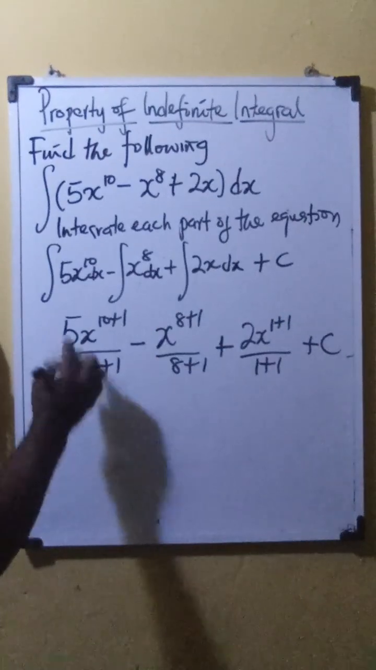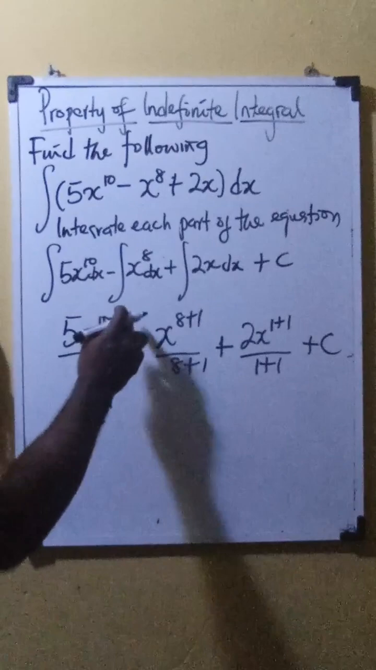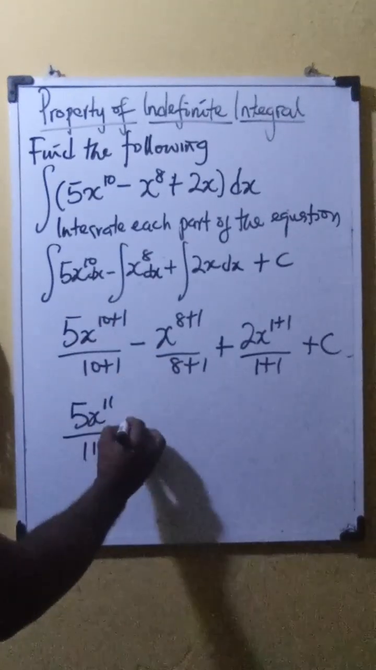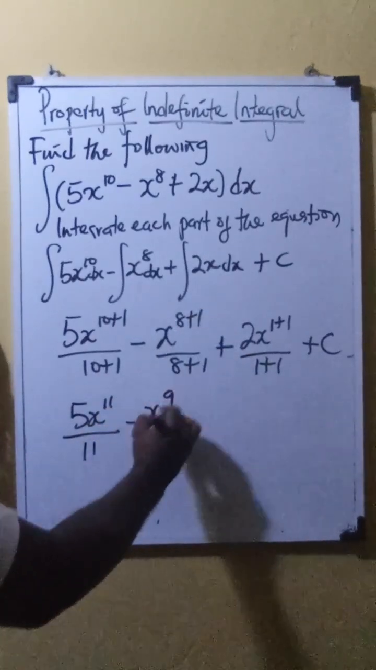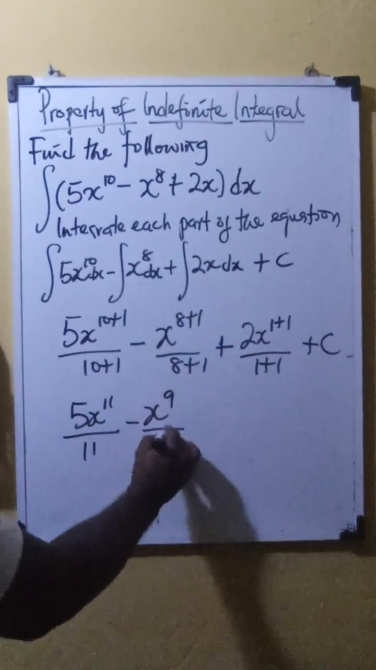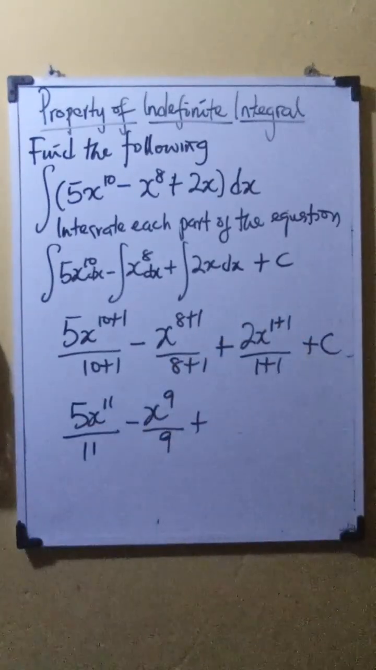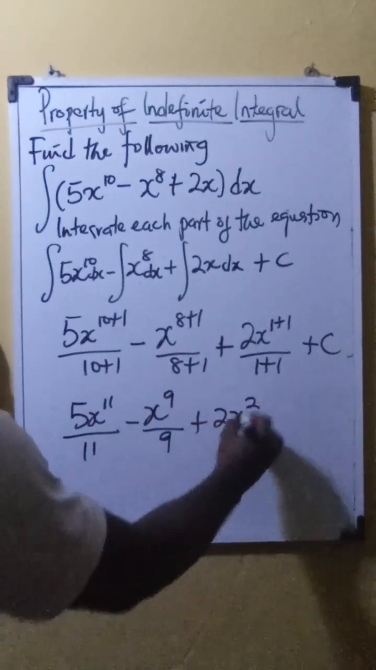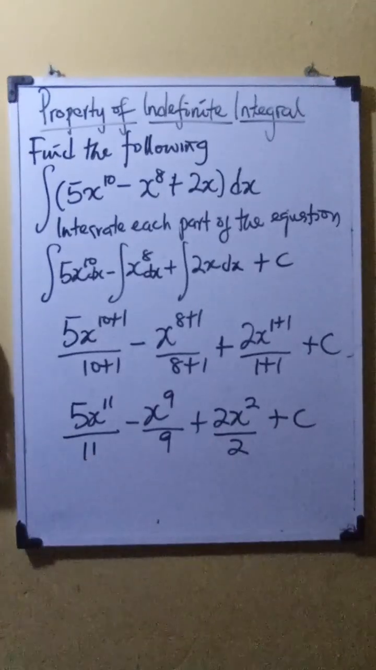So you go further, you are going to have 5x raised to the power of 11, 10 plus 1, divided by 11, minus x raised to the power of 8 plus 1, which gives you 9, divided by 9, plus 2x raised to the power of 1 plus 1, which is 2, divided by 2, plus c.